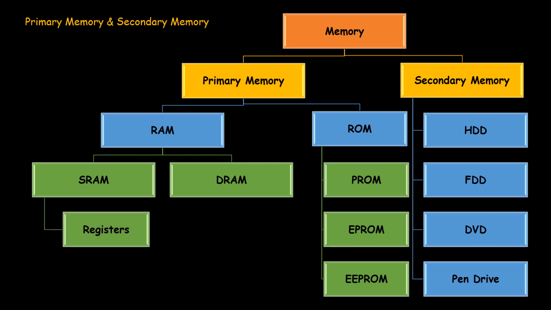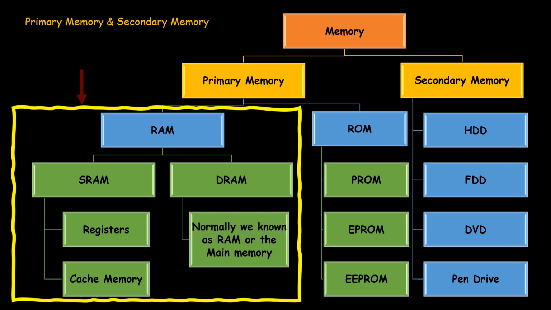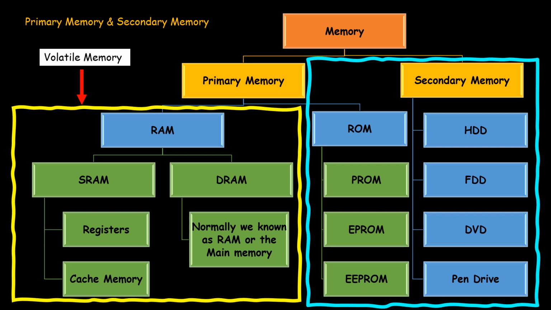Now, primary memory or the volatile memory is known as volatile memory because it loses its data when the power is off. And ROM is a non-volatile memory because it keeps data even when the power is off. Also, the secondary memory is a non-volatile memory designed for long-term storage.